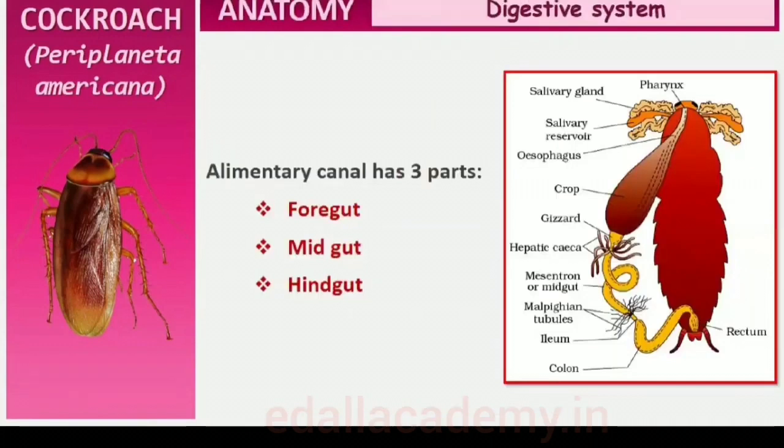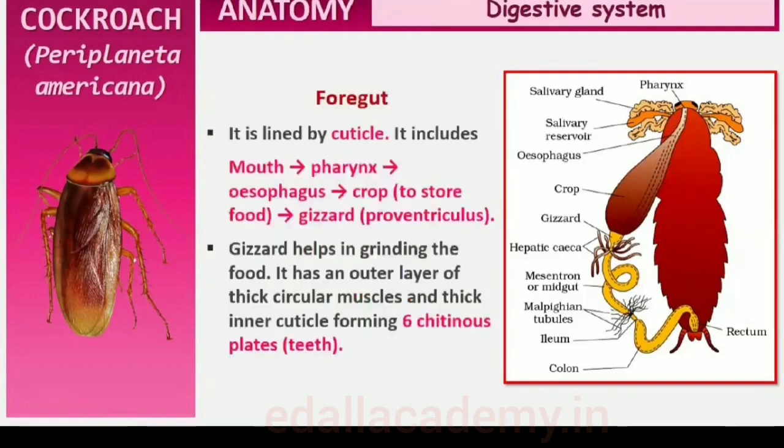7.4.2 Anatomy. The alimentary canal present in the body cavity is divided into 3 regions: foregut, midgut and hindgut. The mouth opens into a short tubular pharynx, leading to a narrow tubular passage called the esophagus. This in turn opens into a sac-like structure called the crop, used for storing food. The crop is followed by the gizzard or proventriculus.